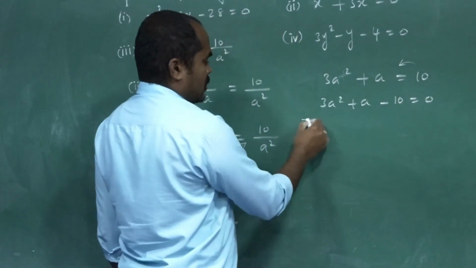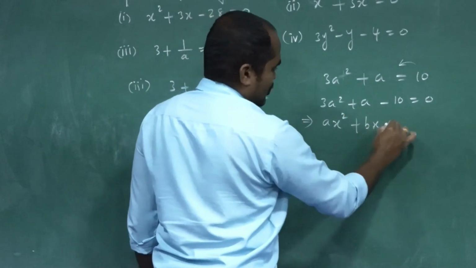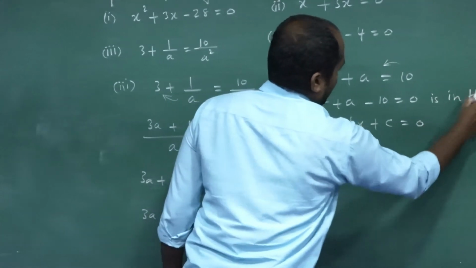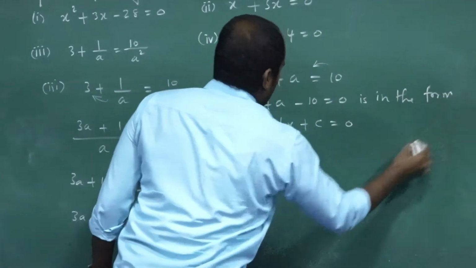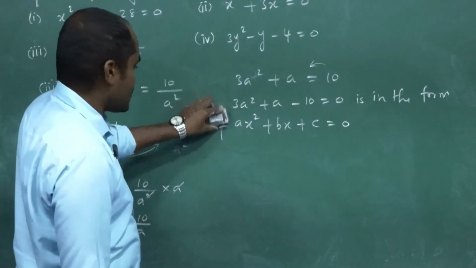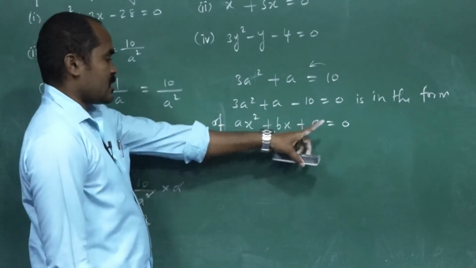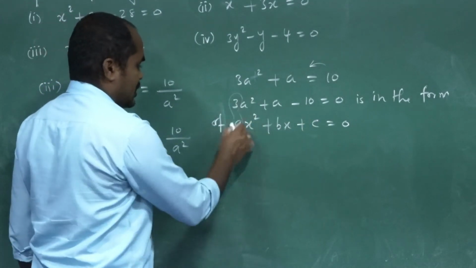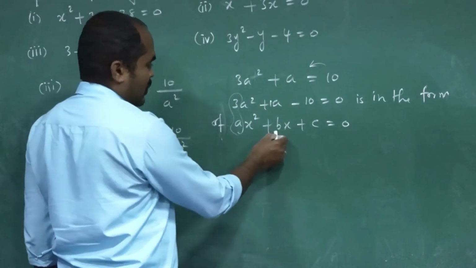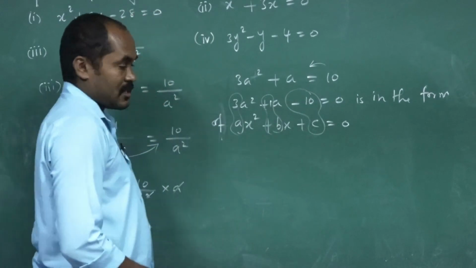Now this is in the form of ax² + bx + c = 0. So a value is 3, b value is 1, and c value is -10.